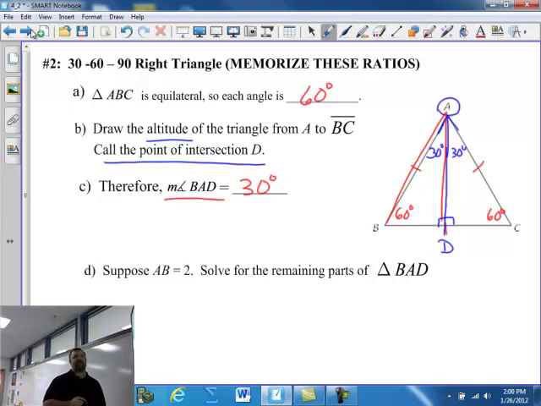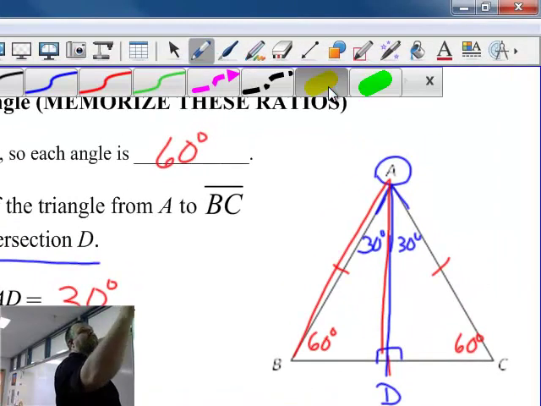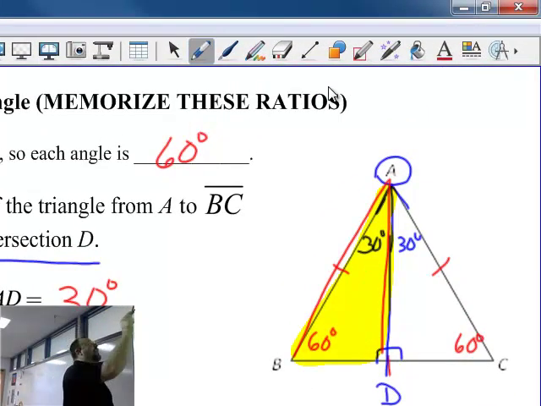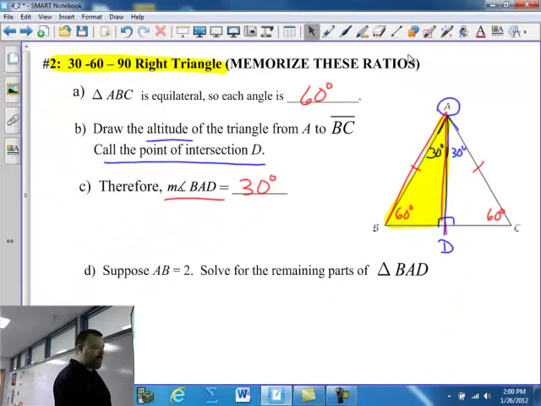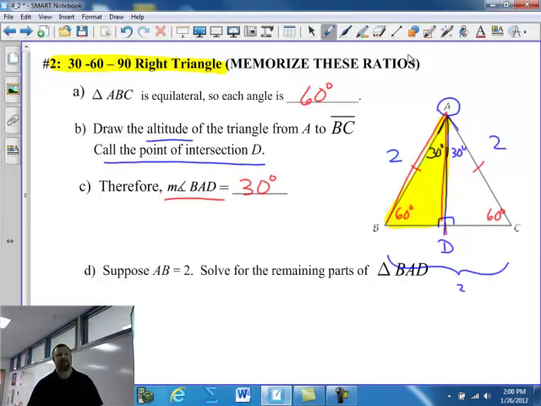What kind of triangle do we have on that left side then? 30, 60, 90. There's my 30-60-90 triangle. That's where the title of this section comes from. Now it says suppose AB equals 2. So AC is 2, and BC is 2. Does that mean BD is 1? Yep, because that altitude not only chopped the angles in half and made a 90-degree angle, it also chopped the side AC in half, all because it was equilateral.